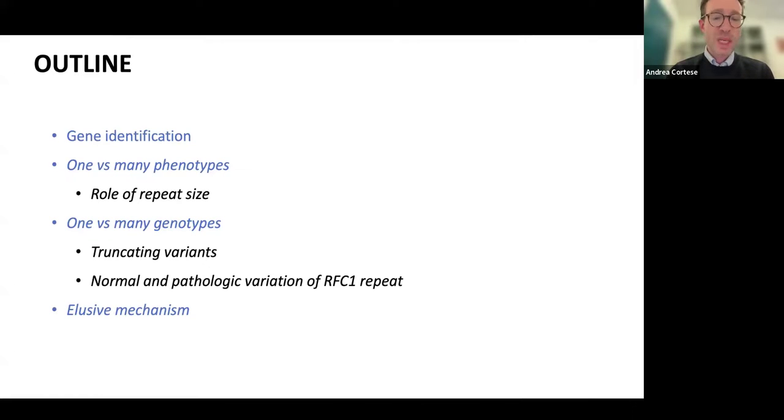And so I'll speak about when we identified the gene, and why it was so difficult to identify for many years. I'll then tell you what our understanding now of the disease is, how it presents, how it progresses, and what impacts presentation and progression. So I will talk a little bit about prognostic factors, and really the main prognostic factor is the repeat size. I'll come back to that in a second.